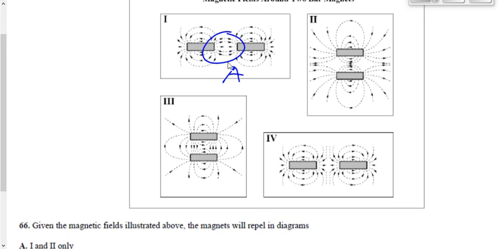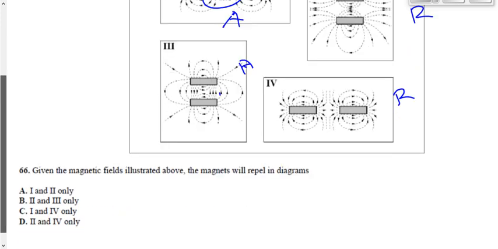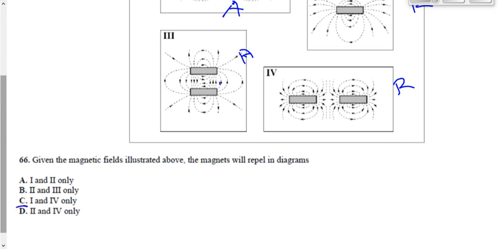Do these ones join up in number two? No, none of those field lines join up, so they're going to repel. What about these ones? Yeah, so they're going to attract. And what about these ones? They're going to repel. So it would be two and four that are going to repel. The answer would be D, two and four.